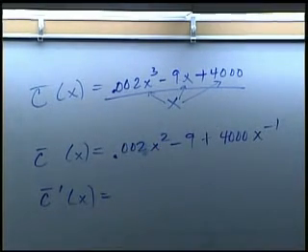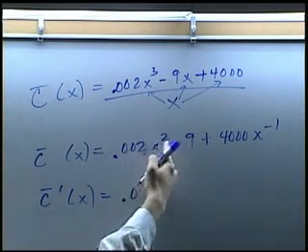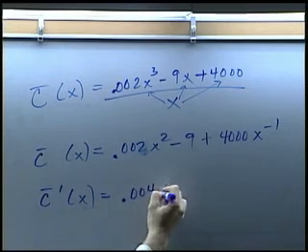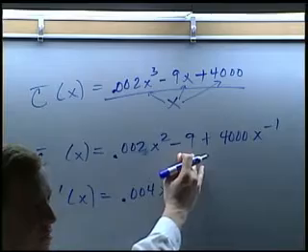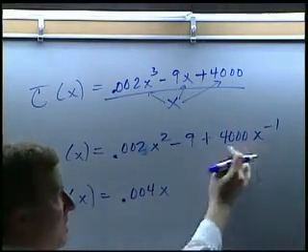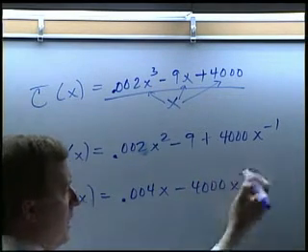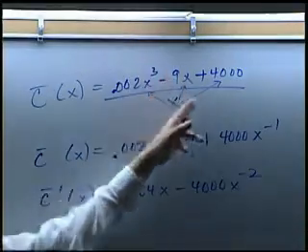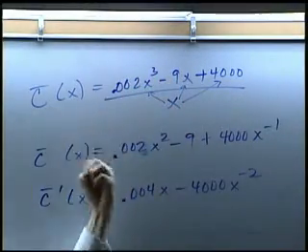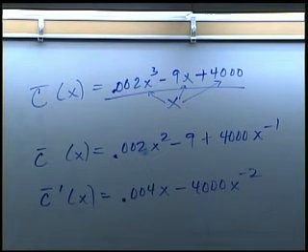Derivative of the first piece. What is it? 0.002 times 2 would be 0.004, right? So 0.004x to the first. The derivative of negative 9, 0. The derivative of this is what? 4,000 x to the negative 2, sure. So much easier derivative if I do a little bit of algebra to clean it up initially. Now, if you don't notice this and you do the quotient rule and do all your simplifying, you will eventually get to this same place. So you're not doing anything wrong if you don't notice the algebra.